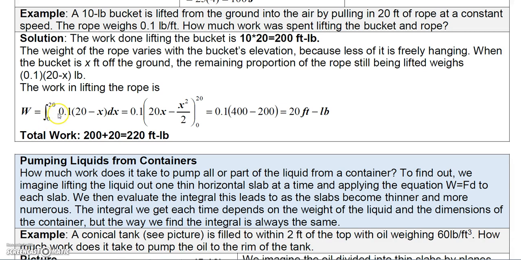And so we integrate from 0 to 20, 0.1 times (20 minus x), and that's just going to be 0.1 times (20x minus x squared over 2). You integrate that from 0 to 20, and you're going to get 0.1 times (400 minus 200), and that's going to be 20 foot-pounds. So the work required for moving the rope all the way up is 20 foot-pounds, and the work required for moving the bucket all the way up is 200 foot-pounds. So add them together and you get 220 foot-pounds.